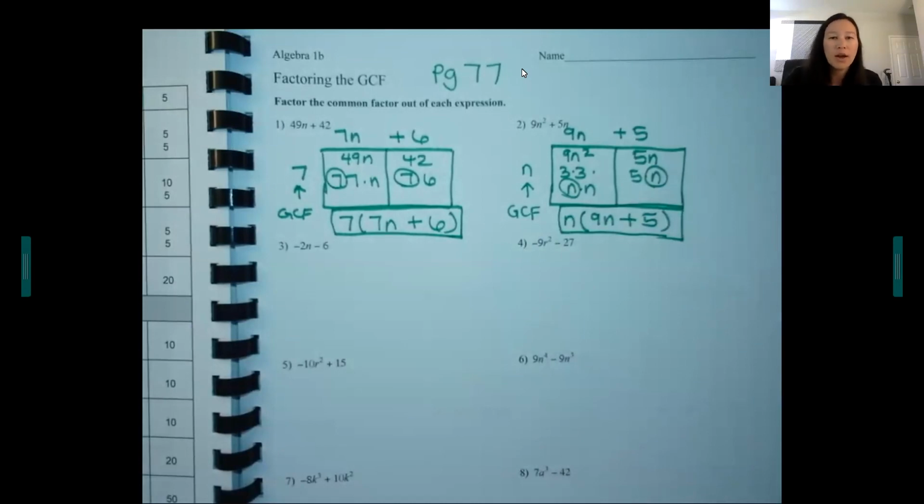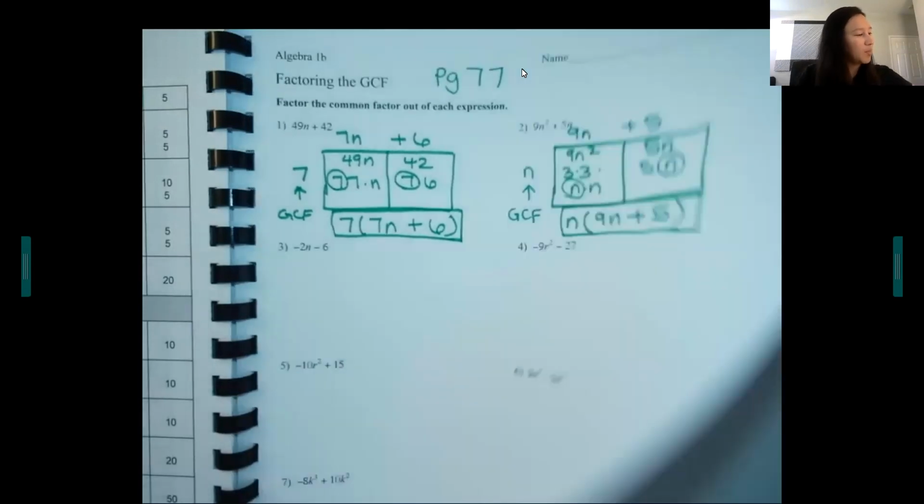Okay, any questions on factoring the GCF so far? Okay, let's go ahead and flip to page 78.